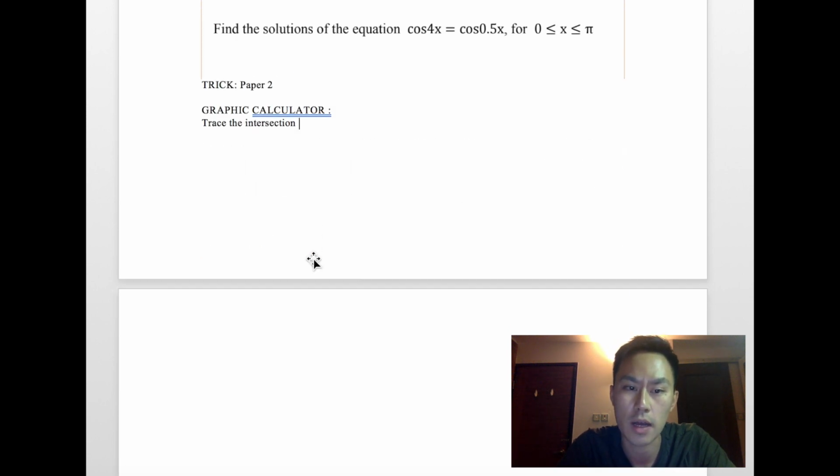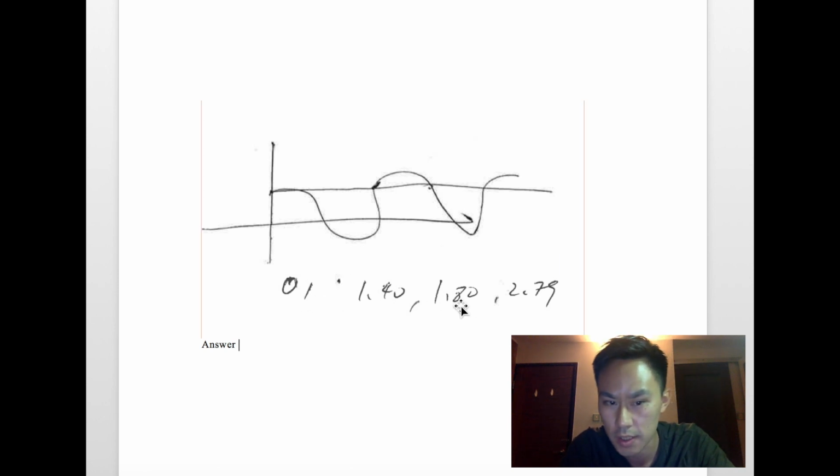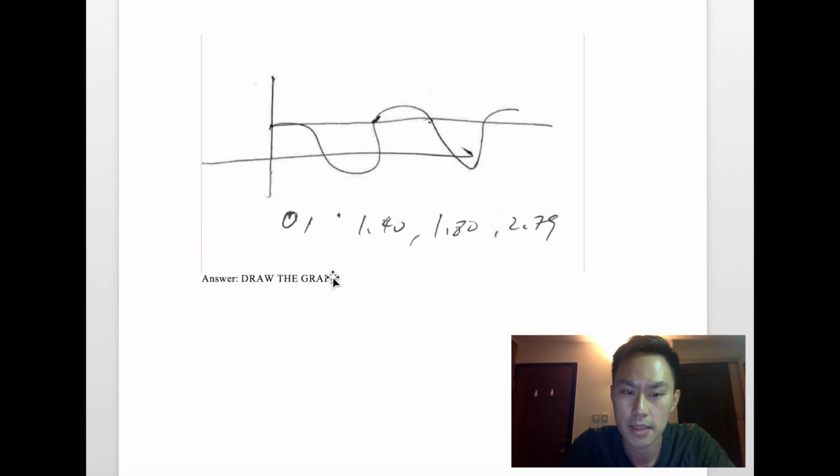Okay, so I have already done the answer for you guys. Basically you plot the graph and then you draw it out. Remember, in the answer, you don't just state the answers. You have to draw the graph, but it doesn't need to be on scale. The graph just needs to look similar to your graphic calculator one, and then you have to trace the intersection points and list out all the answers. I have already done it for you guys.